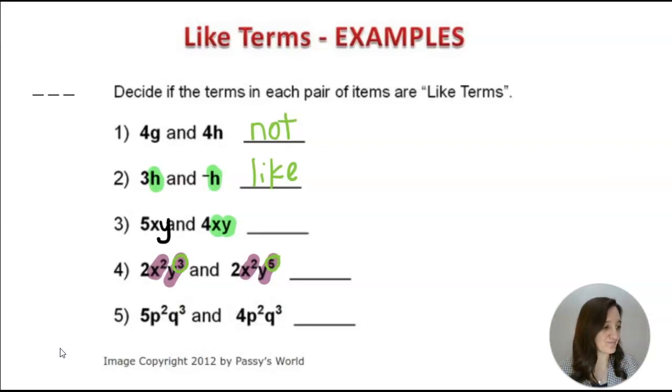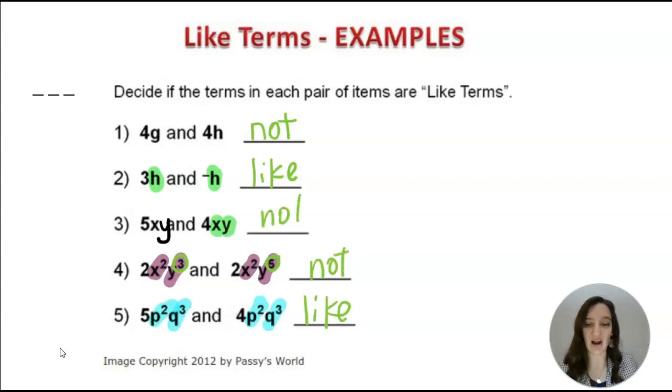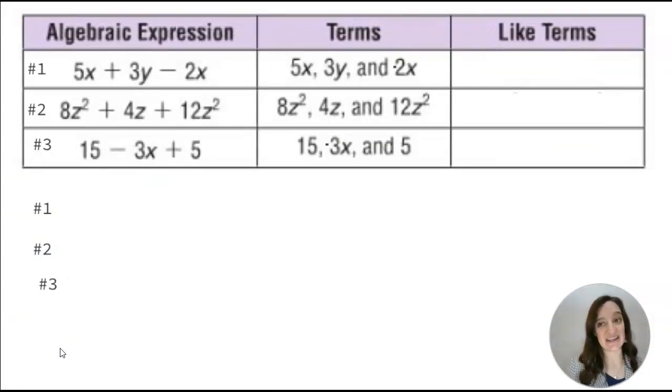Let's look at this last one. P squared, q cubed, p squared, q cubed. Yes! These are like terms. These are not like terms, and those are not like terms. Why are these like terms? Because they are exactly the same. The variables are the same. The exponents for the variables are the same. So now that we know what a like term and not a like term looks like, let's practice combining them.